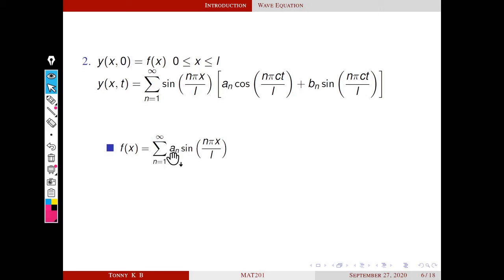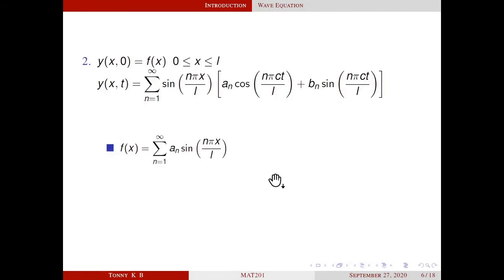This means f of x in terms of sines. Are you familiar with such an expression? Yes, this is the Fourier sine series of f of x in the interval 0 to L. So what is an? What is the Fourier coefficient? an is 2 by L integral from 0 to L of f of x sin(n pi x by L) dx.